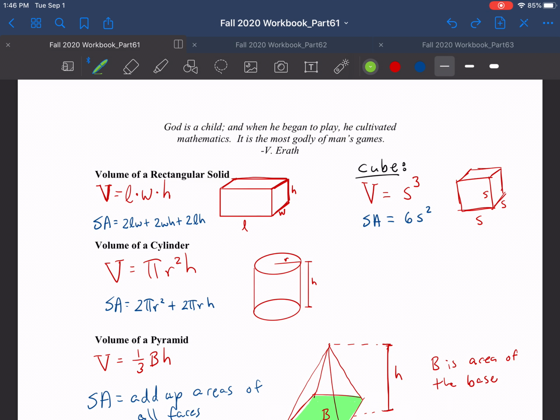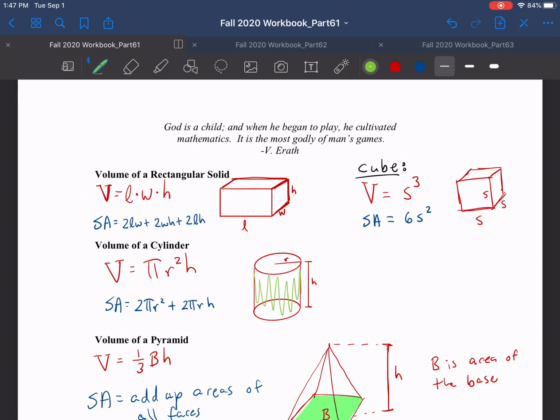For the surface area of a cylinder, we have the surface area on the top and the surface area on the bottom. That is the 2 pi r squared, because that's the area of two identical circles. And then after that, what we have is the outer sleeve over here, this sleeve that goes around the front and the back.